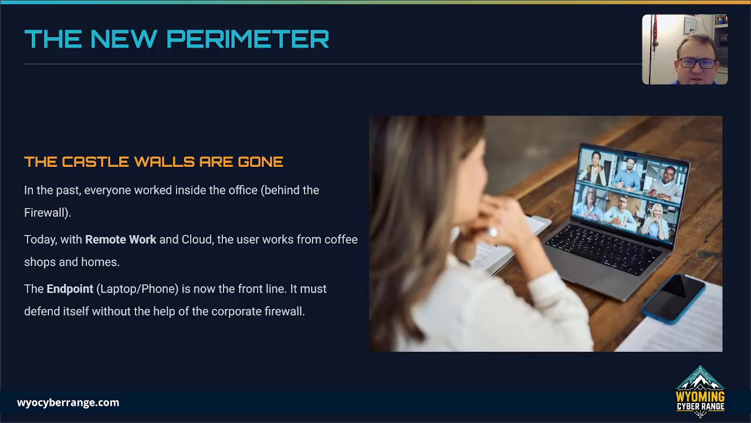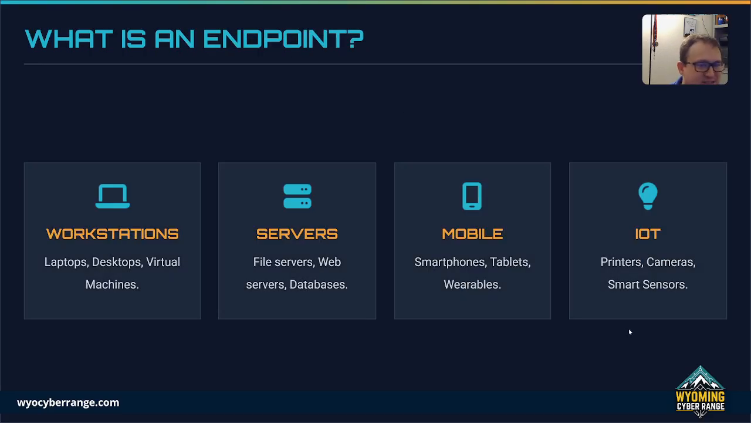So, look at this image. This is our modern IT work as of today. The castle walls are gone. In the old days, everyone sat in an office behind a corporate firewall. That was very easy to defend. Now, with remote work and the cloud, your users are going to be working from different places like coffee shops, airports, and their living room. This means the endpoints, our laptops and our phones, are now the new front line. They're going to have to be tough enough to defend themselves because the corporate firewall isn't there to save them anymore. So before we go in deeper, let's define our terms for this chapter.